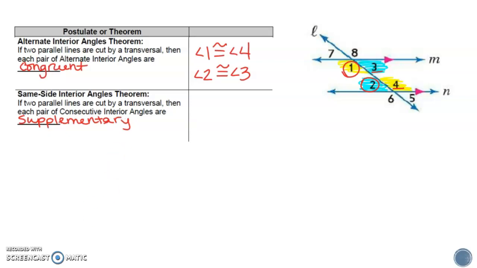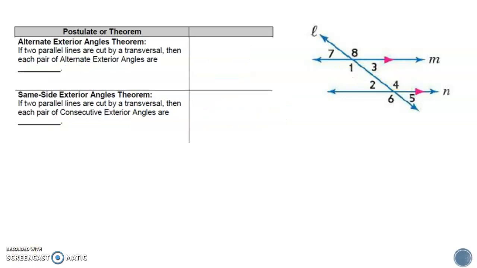Which means that if I were to take their measures, the definition of supplementary says that their measures would total to be 180 degrees. So I can say that the measure of angle 1 plus the measure of angle 2 would equal 180 degrees. Likewise, I could say that the measure of angle 3 plus the measure of angle 4 is also equal to 180 degrees because the transversal is cutting two parallel lines and those two angles are same side interior angles.